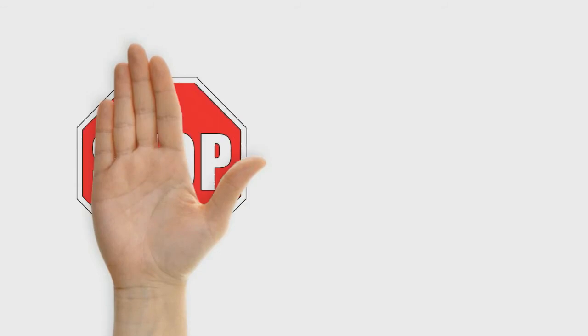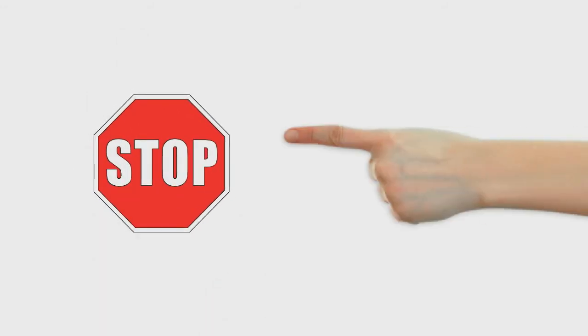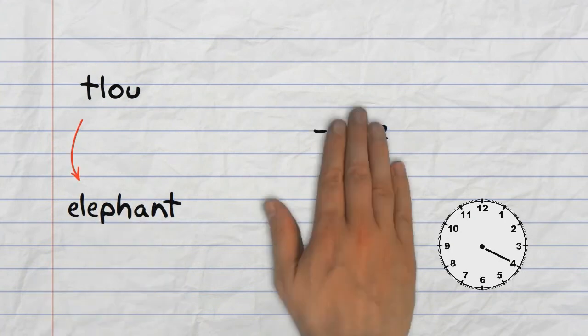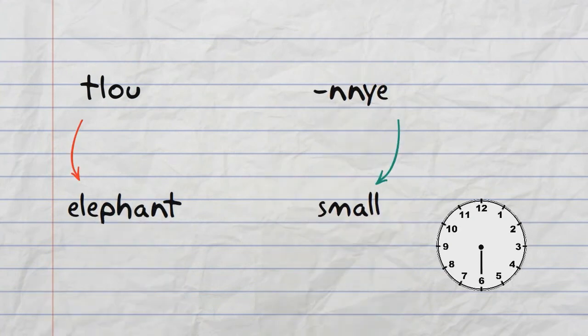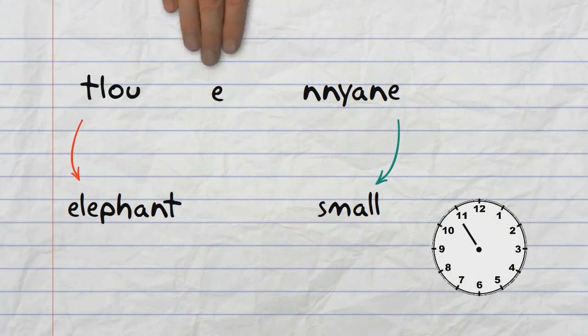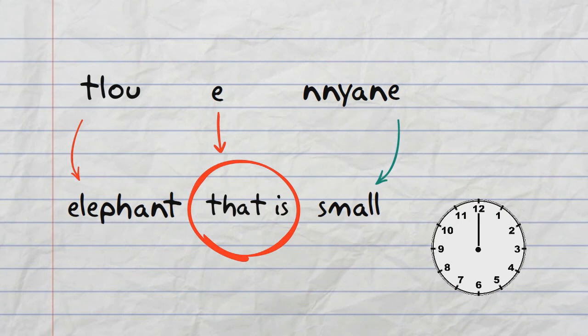Okay, stop for a second. Let me explain some more. Tlou means elephant, and the root word for small is nye. But when we want to say small elephant, we need to change nye to nyane. We also have to add e, so we are actually saying elephant that is small.